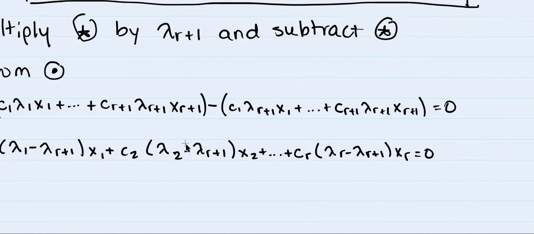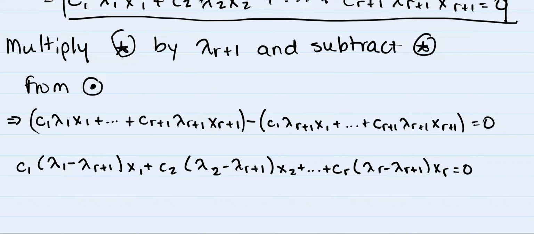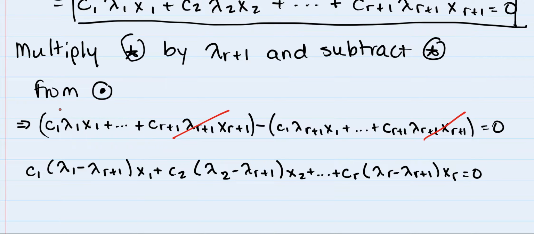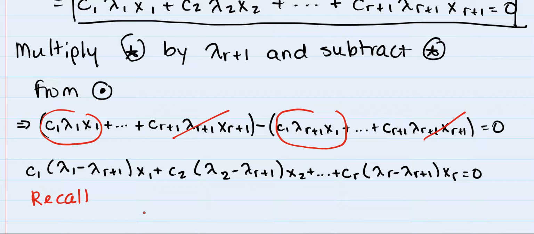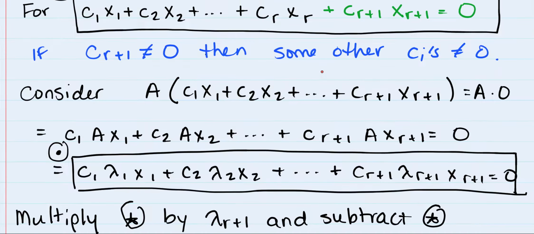Okay, you can see that this part repeats, and that's why I don't have this going all the way to r plus 1. And you can see that I have this one minus this one. So that's how I got the C1 lambda 1 minus lambda r plus 1. Okay, so we said that these Ci's are not all 0. That was our statement up here.